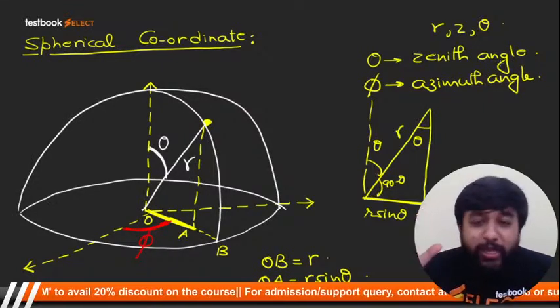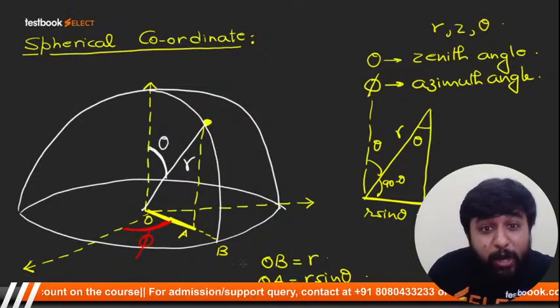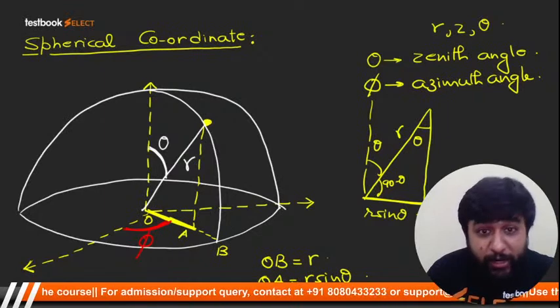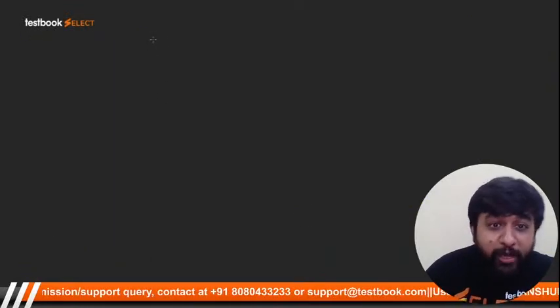Okay? We will see it sometime if time allows. Now in this coordinate system, what will be the principal vectors? What will be the principal vectors? So I will draw the figure again.